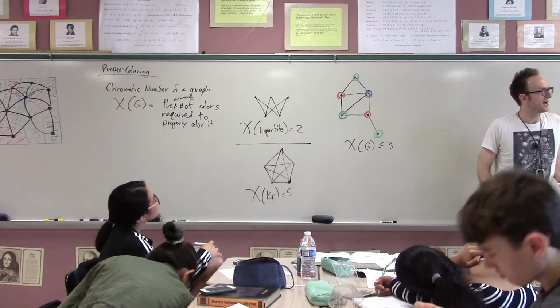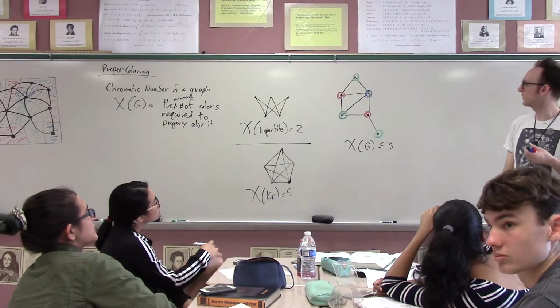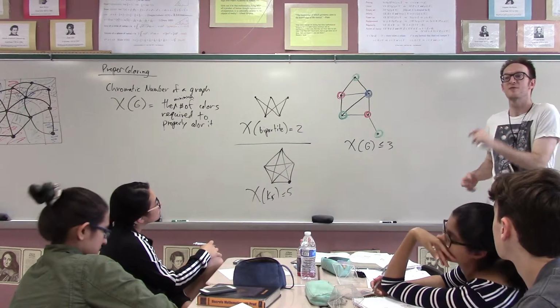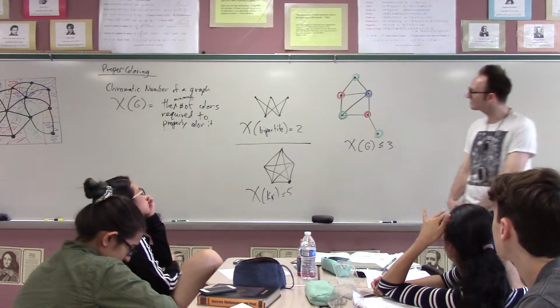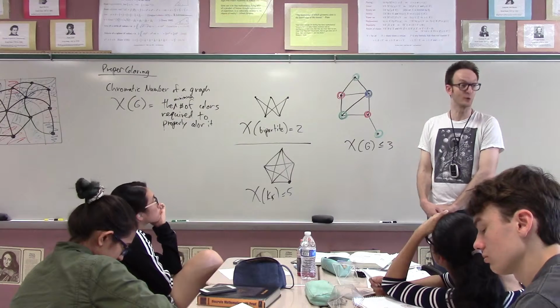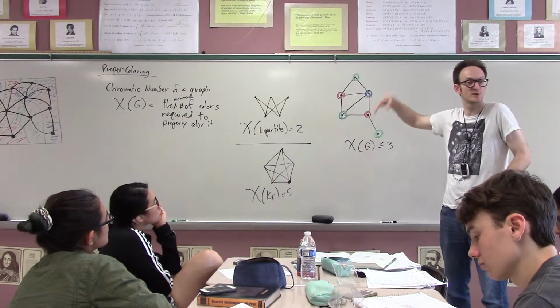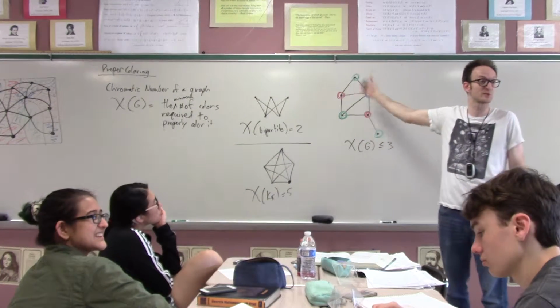To prove it's 3, I have to show it's less than or equal to 3, and greater than or equal to 3. So I have to argue that this can't be colored in fewer than 3 colors. That requires a proof. And I have to show that it can be colored with 3 colors. The most straightforward way to show that is just to produce a 3-coloring, which is what we've done.